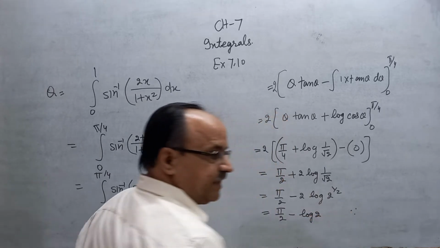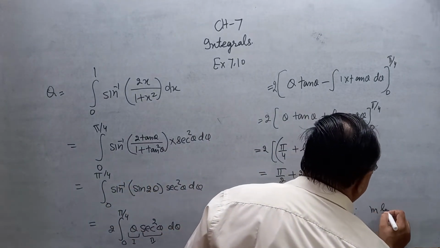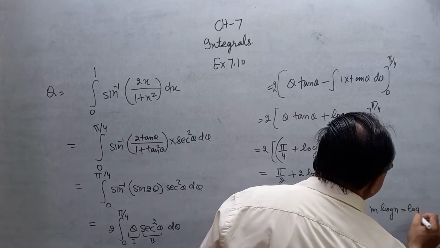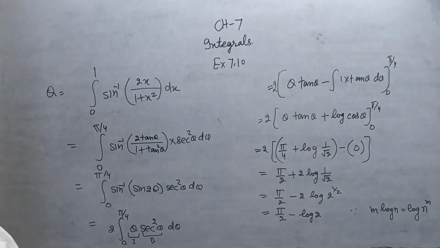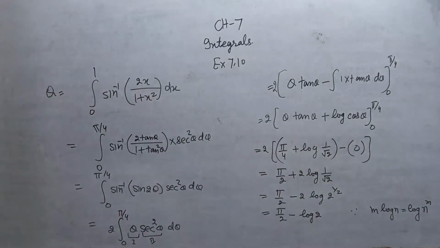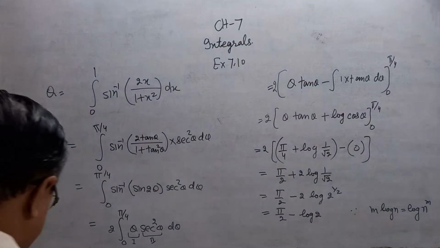So pi by 2 minus log 2, because you know the property that m log n is equal to log n to the power m. So this is the solution of this question. You can check. Correct?